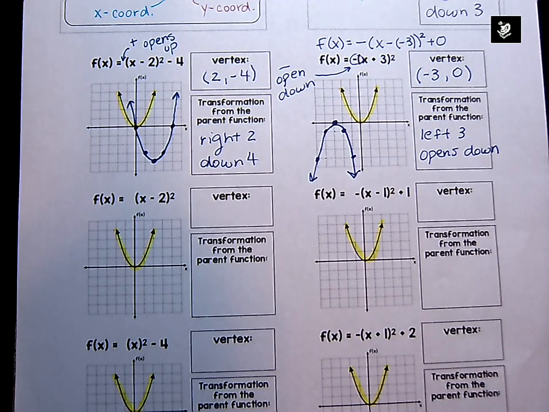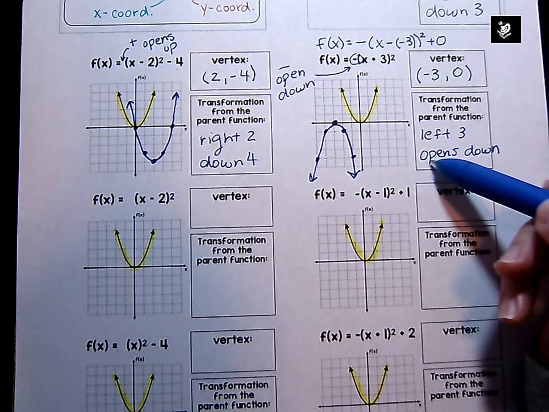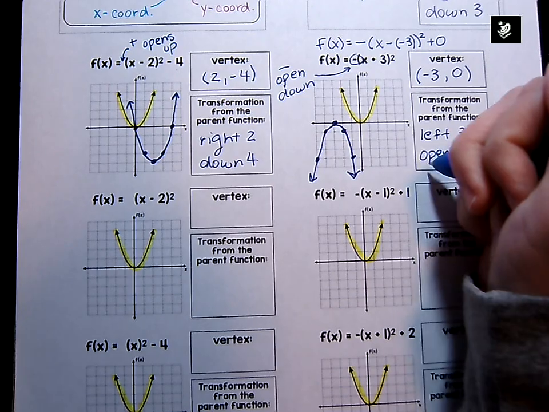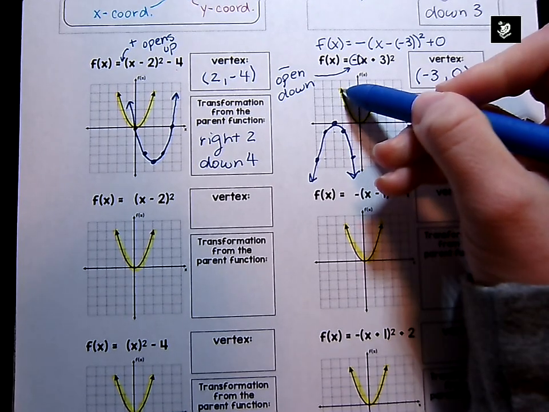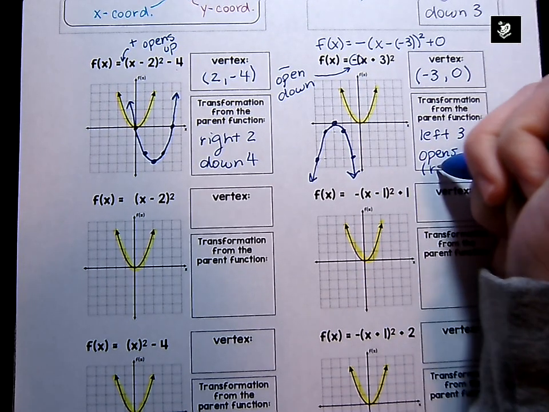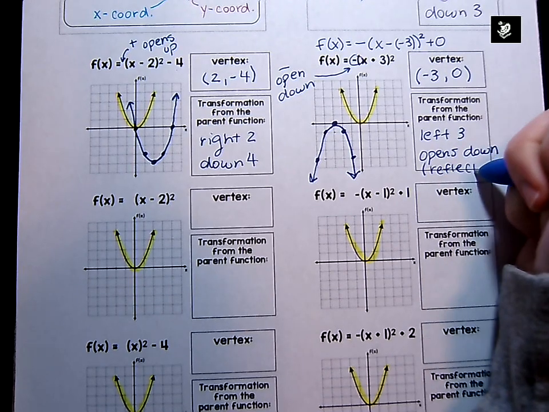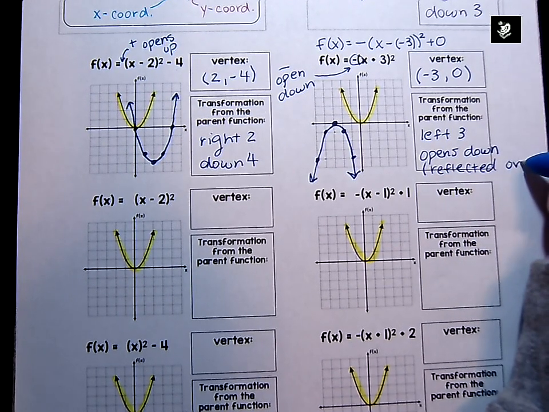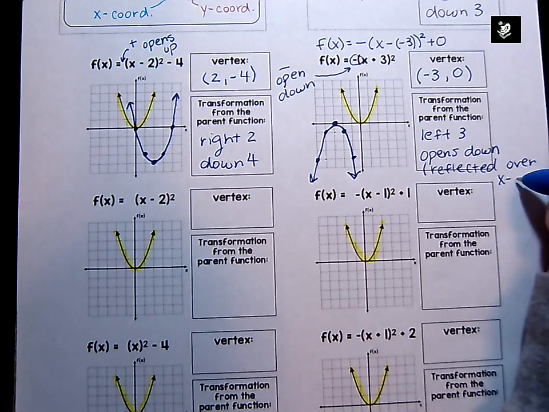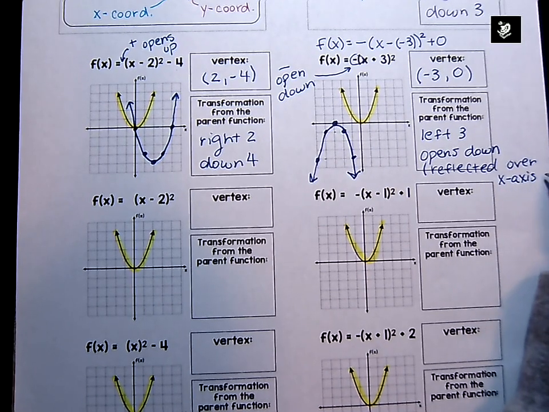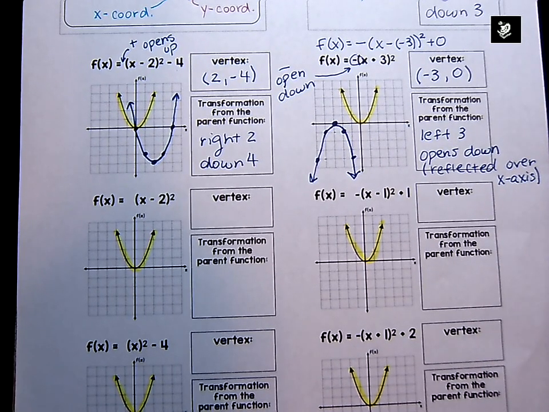And I just want to make a point that the fancier way for saying this transformation is that this parabola is reflected over the x-axis. So it's really being flipped over the x-axis, and now it's opening down.